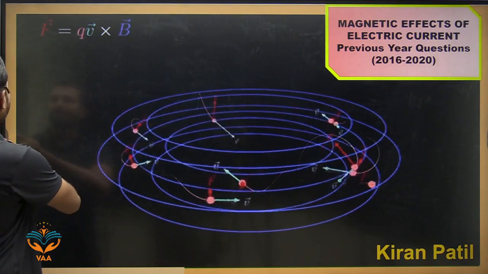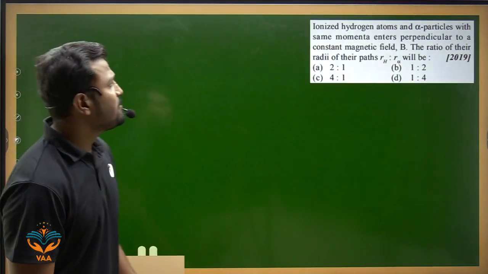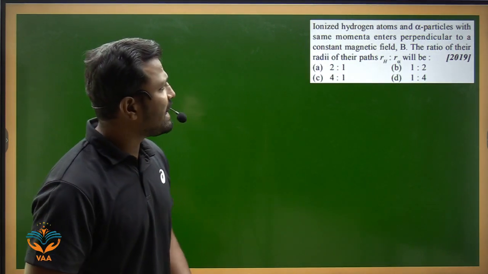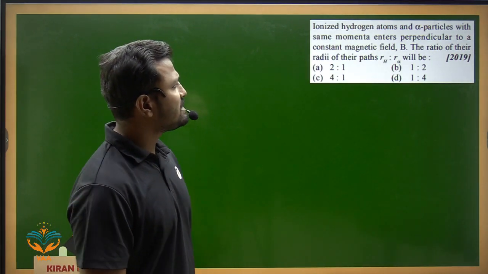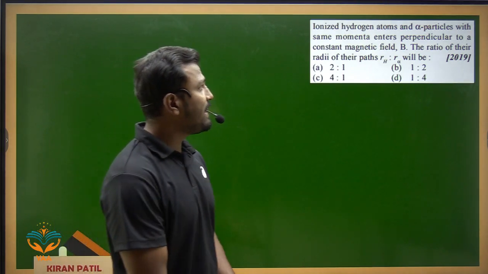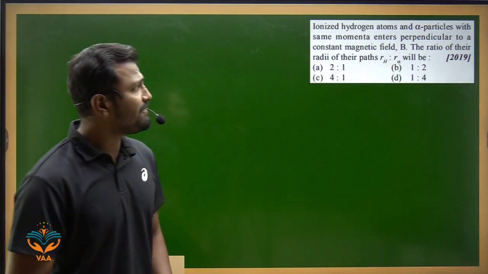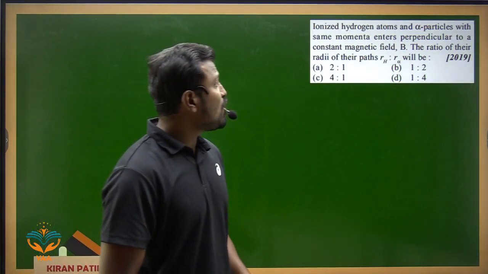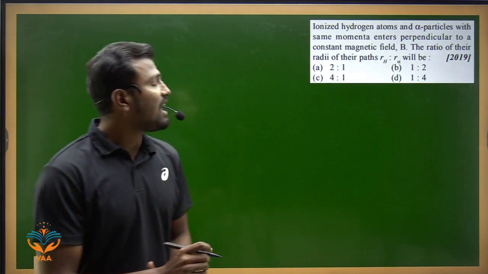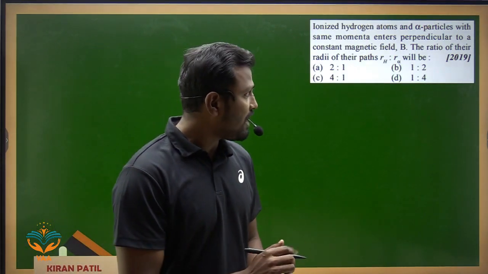The first question asked is that ionized hydrogen atoms and alpha particles with the same momenta enter perpendicular to a constant magnetic field B. The ratio of the radii of their paths, R_H by R_alpha, will be.